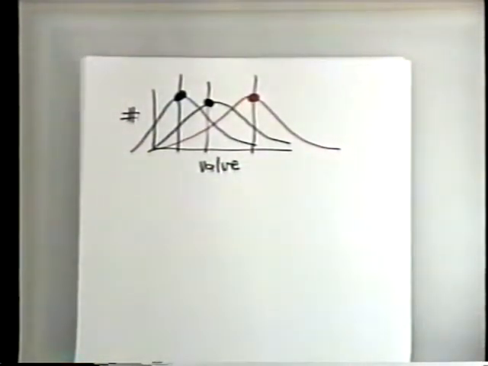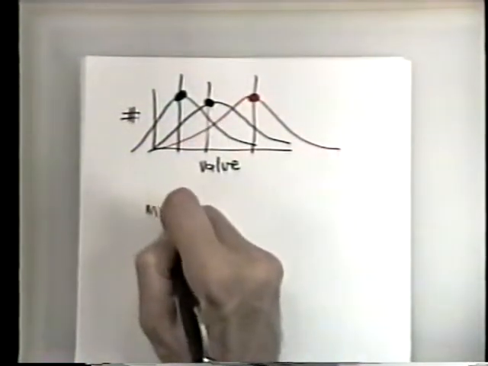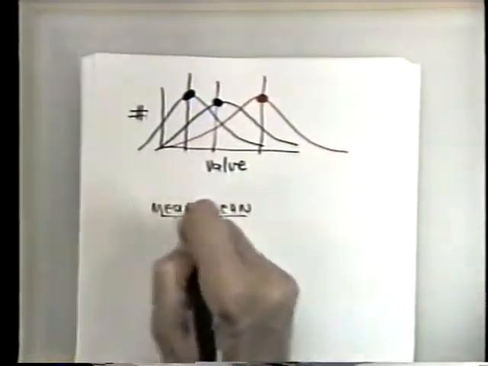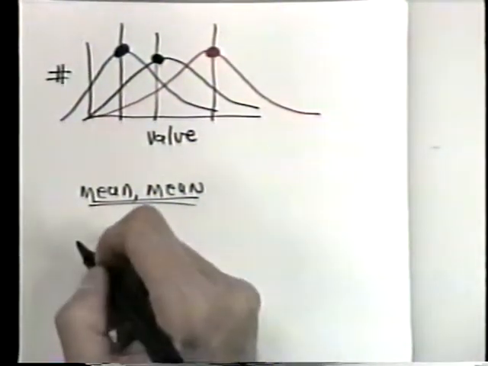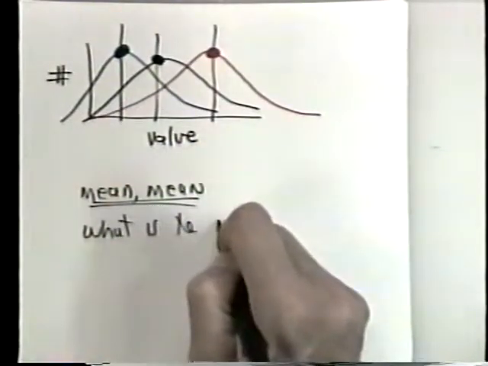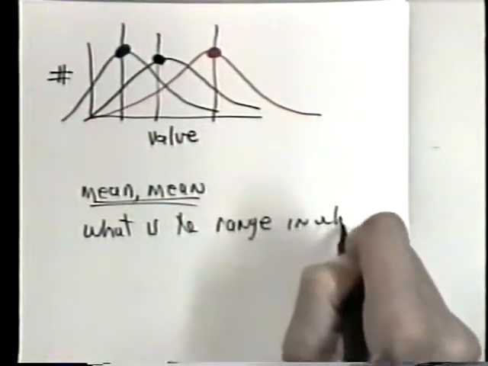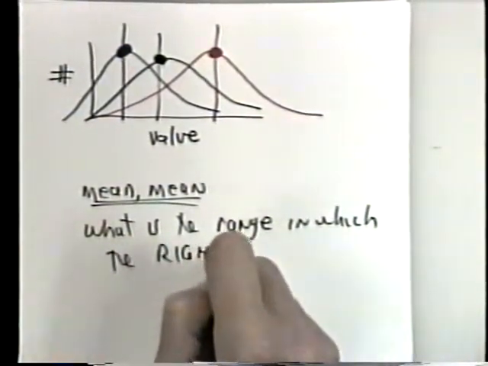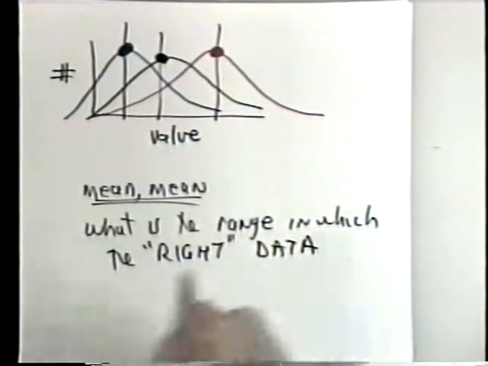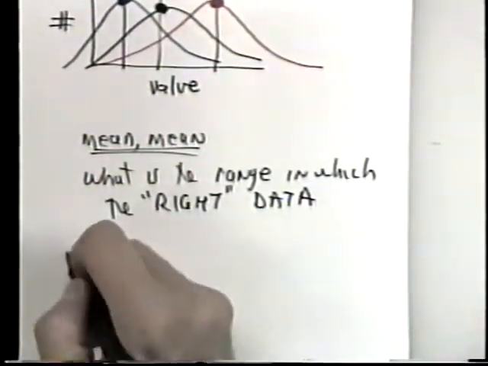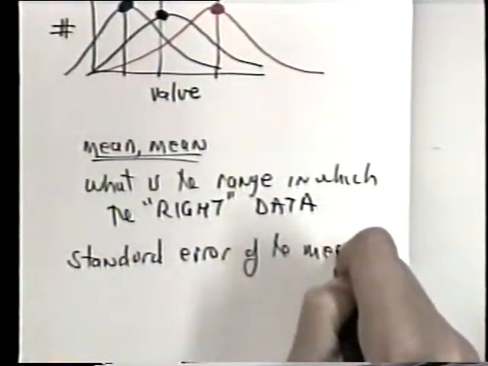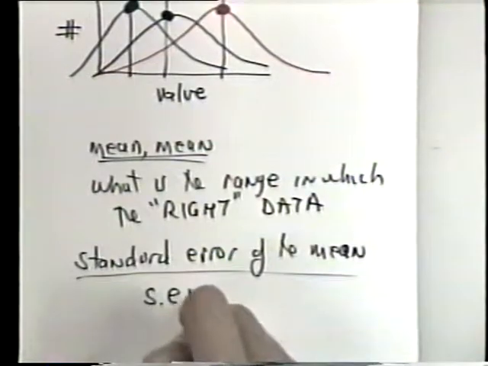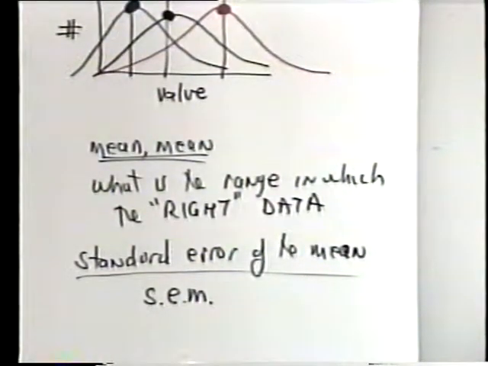What we would like to know is if we take the mean of the means, or we combine the data in some way, what is the best guess, or what is the range in which the real right value of the data should be? And this is called the standard error of the mean. And it's usually abbreviated SEM, which as far as I know is still lowercase, although all these things seem to be changing from lower to uppercase on me.